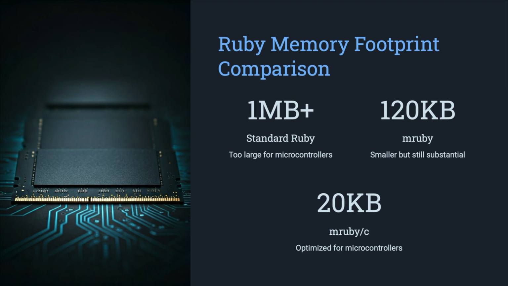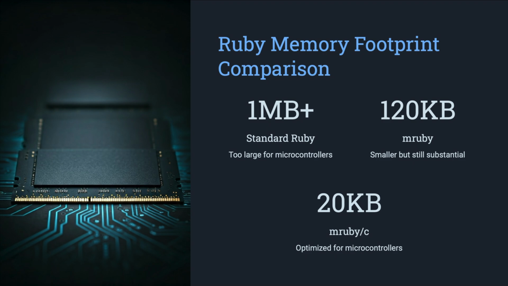Right, the tiny Ruby. If standard Ruby is the full-featured beast, mruby/c is the bonsai version, maybe? It's specifically designed for these small microcontrollers, or one-chip microcontrollers. That's where the CPU, memory, I/O, everything is integrated onto one tiny piece of silicon. And the size difference is pretty staggering, isn't it? Oh, hugely. Standard Ruby might need a megabyte, maybe more, of RAM. mruby, which is smaller, maybe needs 120 KB plus. But mruby/c is aiming for around 20 kilobytes, sometimes a bit more, but yeah, in that ballpark.